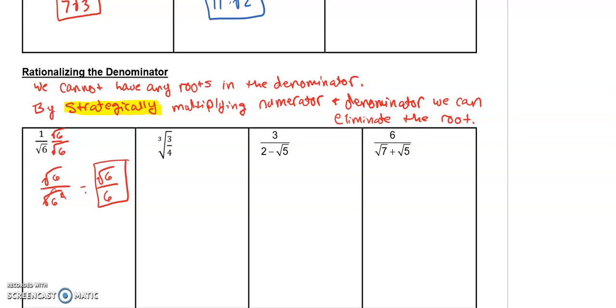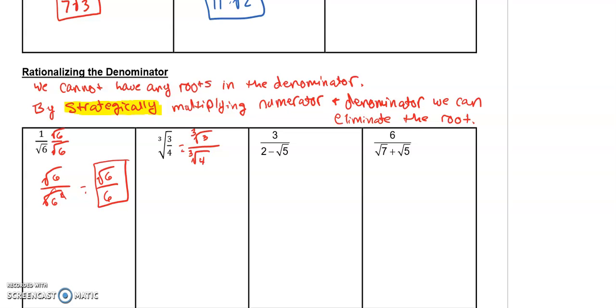Let's take a look at the next one, which is a little trickier: the cubed root of 3/4. First thing we want to do, let's separate that into two roots. So the cubed root of 3 over the cubed root of 4.